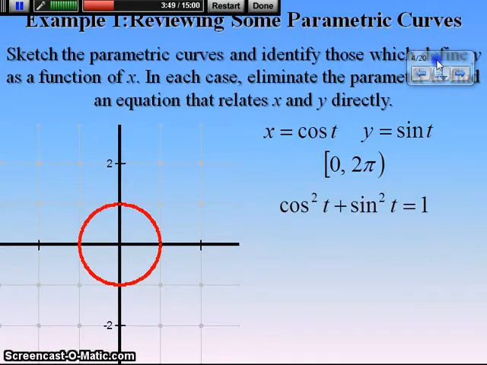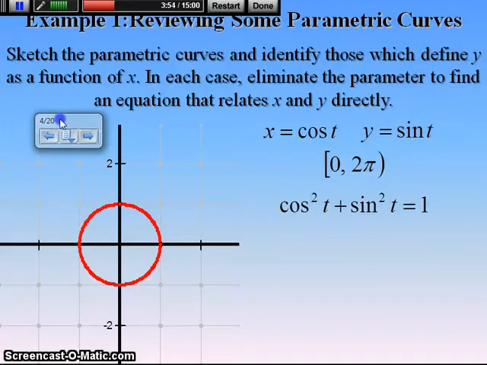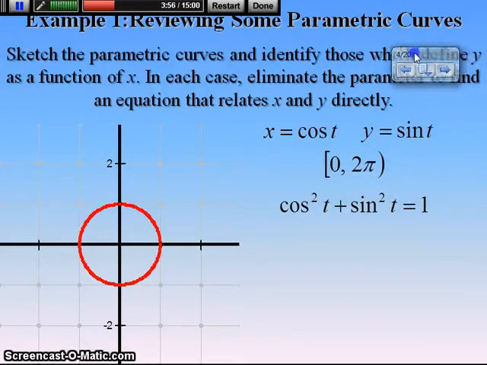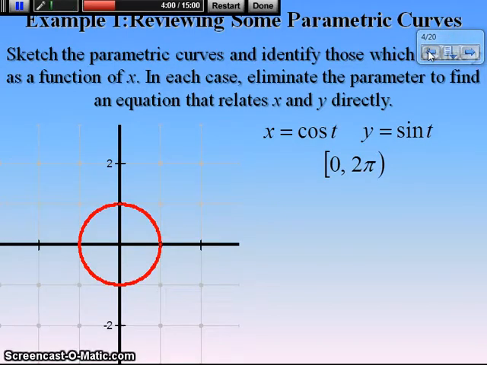Now the next part said, eliminate the parameter to find an equation that relates x to y. This is where we would figure out a way to combine our x function and our y function into just one function without the t. There were usually a lot of ways to do this. Sometimes we would solve one equation for t. Other times, when trig was involved, we would use identities. And the identity we would use here is the Pythagorean identity: cosine squared plus sine squared equals 1.